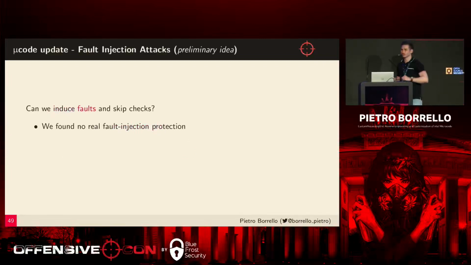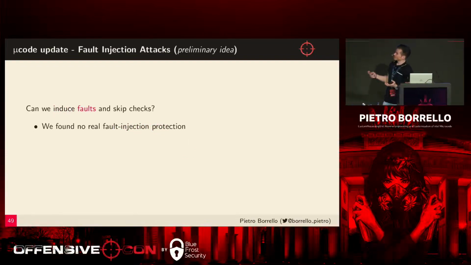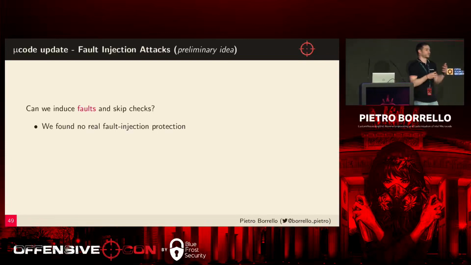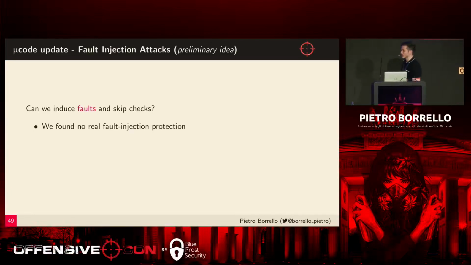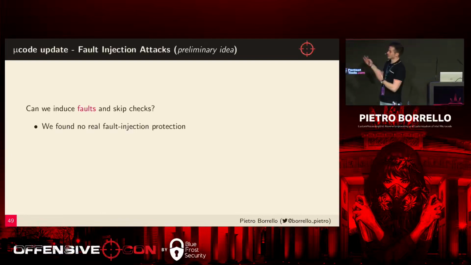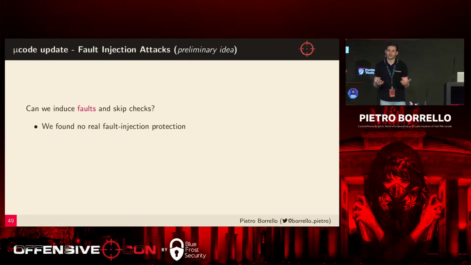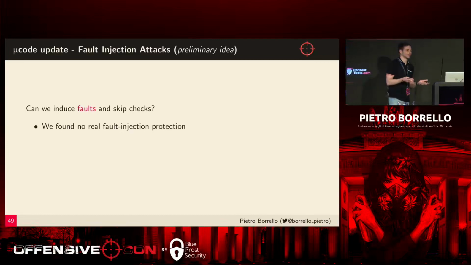I may go to the booth for fault injection attacks like in the other area. So what if, when everything fails, you go to fault injection attacks, right? What if we can induce faults and skip, for example, checks inside the microcode level? To my view, from my reverse engineering, so this may be wrong, we didn't find any real fault injection protection inside the algorithm.